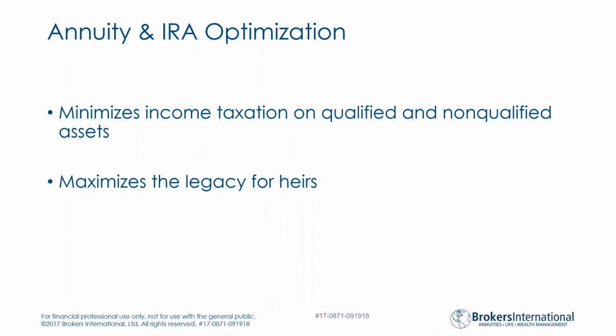So what is annuity and IRA optimization? Really, in the simplest form, it's the process of moving money from a tax-inefficient product into a tax-efficient product. In this case, we're talking about moving non-qualified deferred annuities and IRA dollars into a life insurance policy to minimize the income taxation on the assets and maximize a way to pass it on to the heirs. And really, without a strategy, your clients could potentially be sharing their wealth with the IRS.